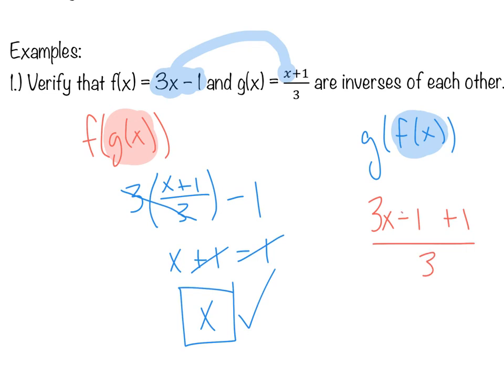Well, again, the negative 1 and plus 1 cancel, and then you have 3x over 3, so 3 and 3 cancel, leaving you with just x. And since both versions gave us x, they are, in fact, inverses of each other.